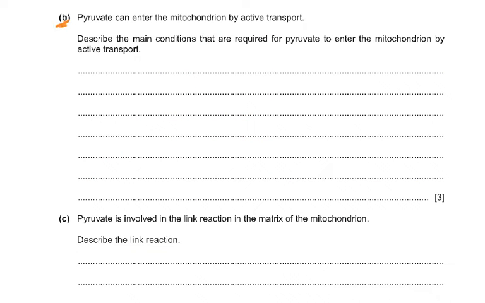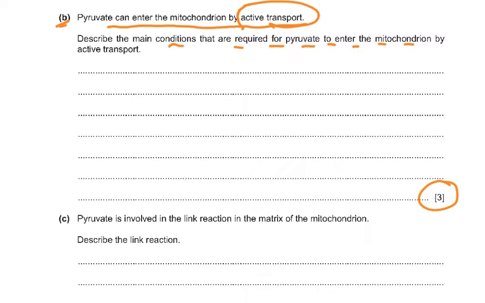Then coming to the B part of the question, pyruvate can enter mitochondrion by active transport. So they're telling you this is a fact. Describe the main conditions that are required for pyruvate to enter the mitochondria. Now, what is needed for active transport is a very simple thing. It's 3 marks. You know that there's a carrier protein needed for that. In this case, of course, it's a symport.